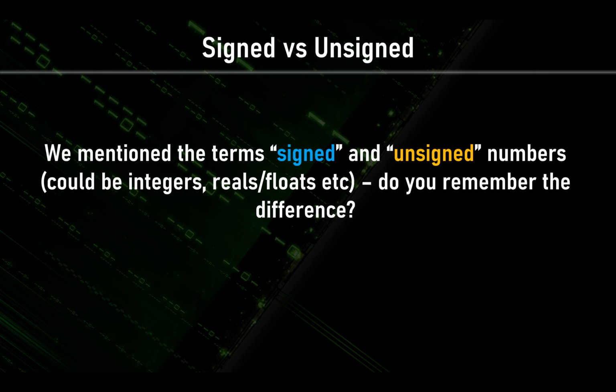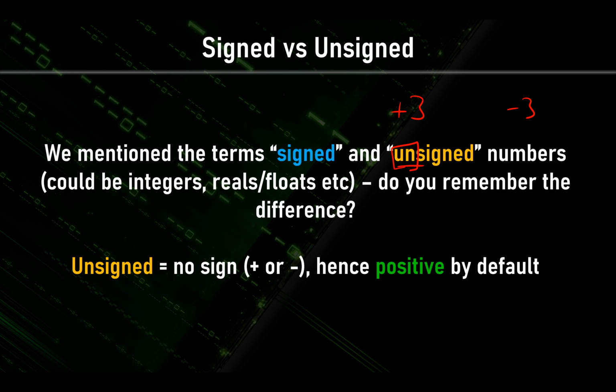I think we've mentioned this before: signed and unsigned. Hopefully you remember that signed means it's going to have a sign, either positive or negative. Whereas if we say unsigned, that just means no sign, so basically we're just going to assume that's positive by default. And remember, the computer is not literally storing the sign, +3 or -3, but that's what we're going to see, so in this video we'll see how it actually represents this.